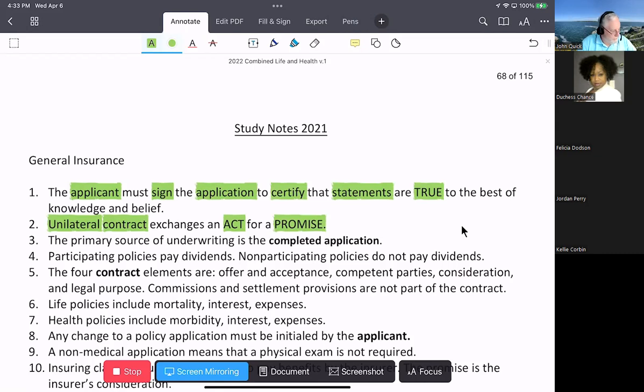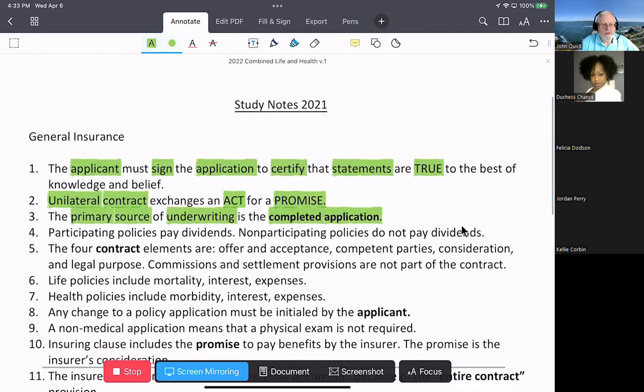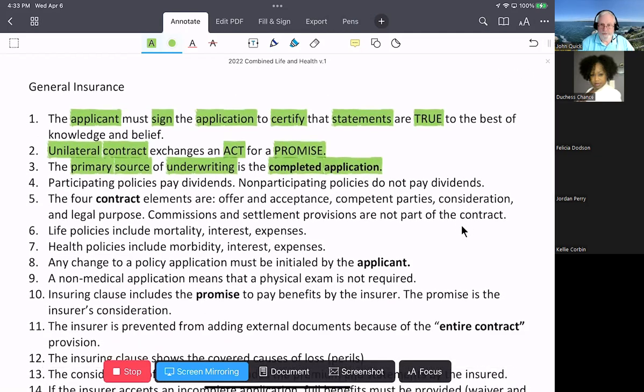Now, the primary source of underwriting information is a completed application. What's the only thing the underwriter knows at the home office? What's on the app? Participating policies pay dividends. Non-participating policies don't pay dividends. Now, normally, mutual companies are participating, and stock companies are non-participating, although there are a few participating stock, but you're never going to see a non-par mutual. They must share divisible surplus with their participating policy owners.